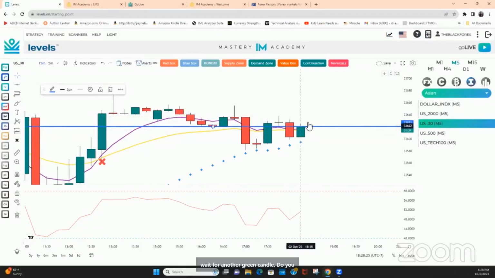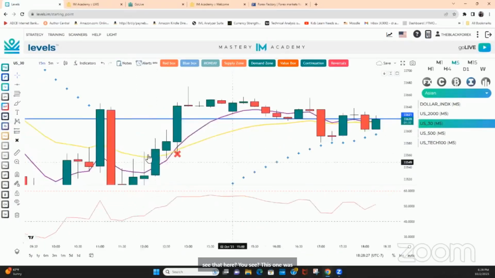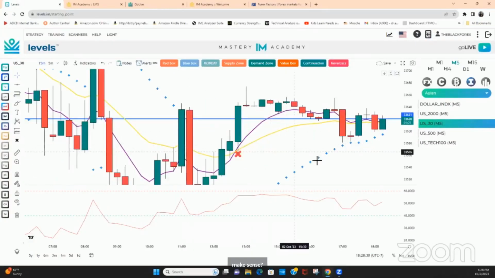So I would simply wait for another green candle. Do you see that here? This one was here and then another candle formed above. So guess what? I'm getting in. Why? Because the market 9 times out of 10 is going to shoot. Does that make sense?